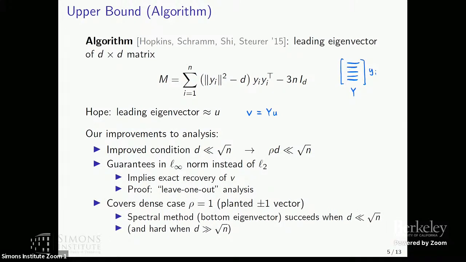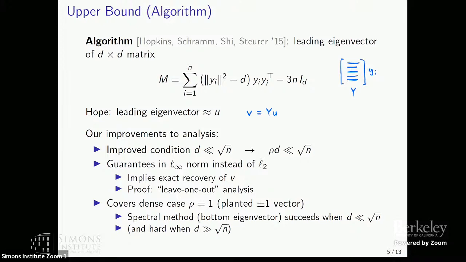Another thing that's new is that we can also cover this dense case where rho is actually equal to 1. This is just a plus or minus 1 vector. So a planted Rademacher vector in a subspace, similar to Aaron's talk. And so here, there's a spectral method succeeding when D is smaller than N, and we think it's hard when D is big.